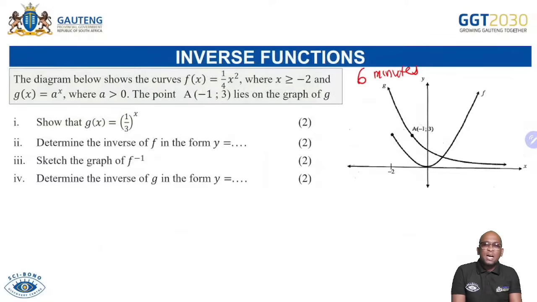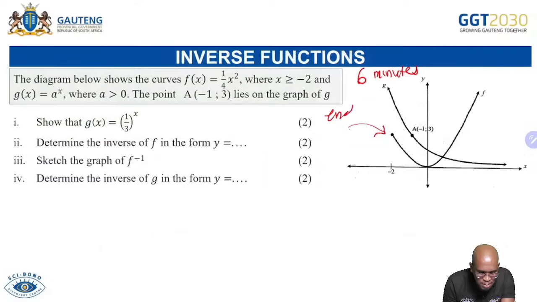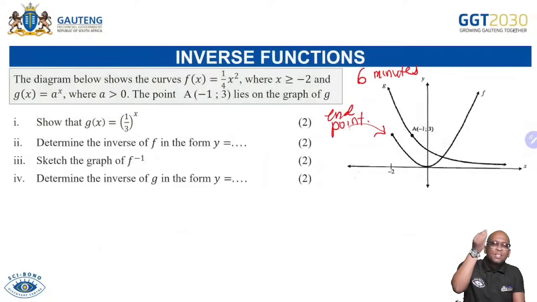It's not a difficult question that much, but there's a trick with this question because you have to check this particular graph here. It has an endpoint. So that endpoint affects the domain. It affects also the range, all right? It can also affect the way in which you can draw or sketch the inverse of this graph. So look out for that particular endpoint, all right? So I'm giving you 6 minutes and your 6 minutes time starts now.